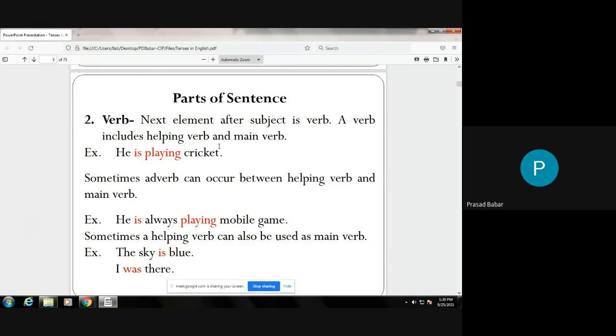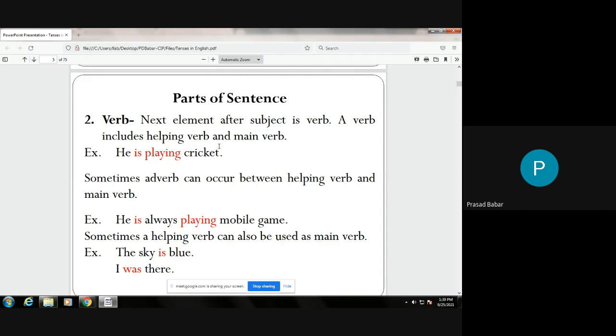So sometimes an adverb can occur between a helping verb and a main verb. Adverb is the word that we can use at any position or any place in a sentence. So if there are a helping verb and a main verb in the sentence, then we can use that adverb in between them also. Let's see how we can use it.